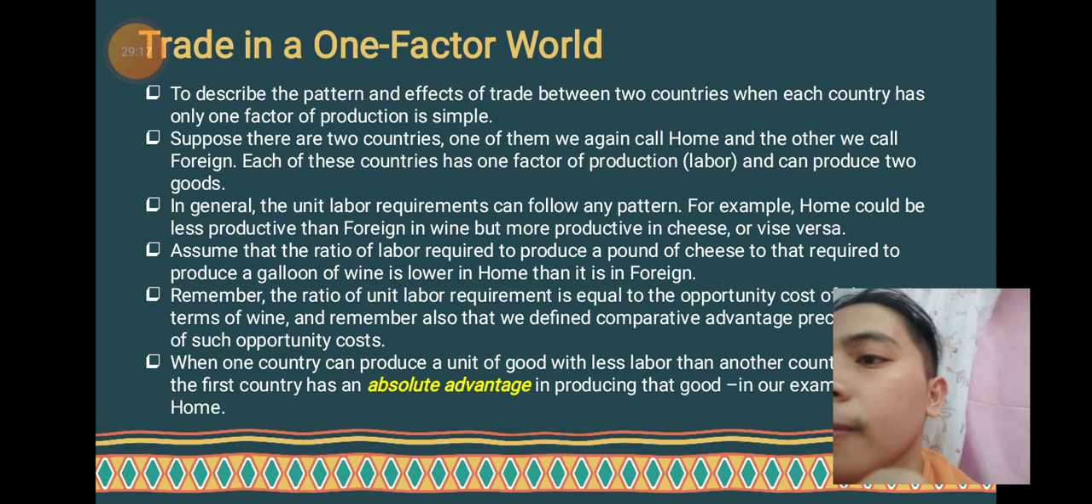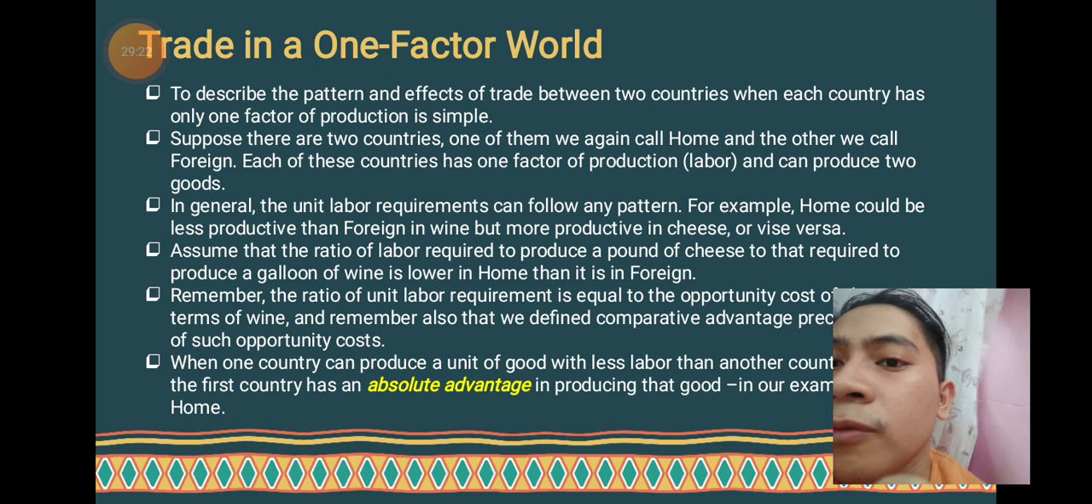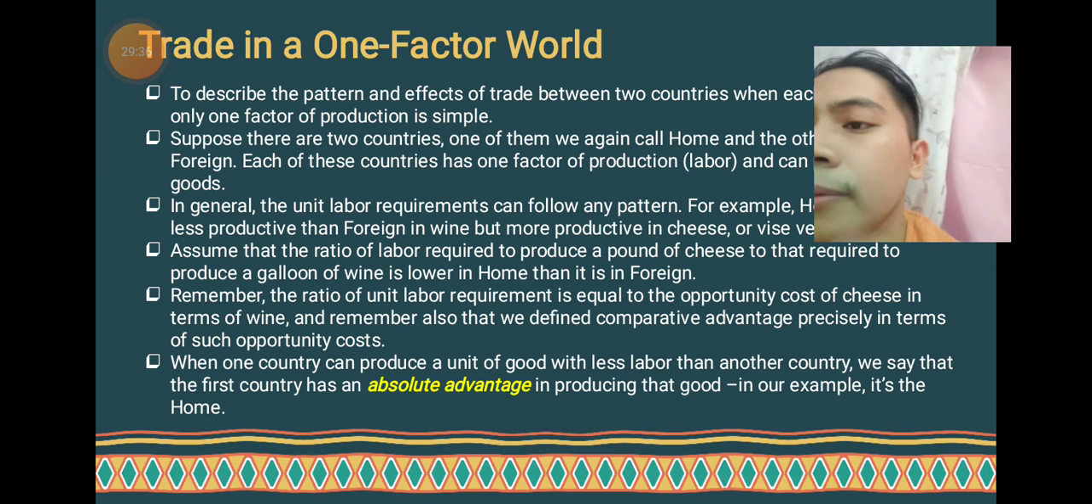Assume that the ratio of labor required to produce a pound of cheese to that required to produce a gallon of wine is lower in home than it is in foreign. Remember, the ratio of unit labor requirements is equal to the opportunity cost of cheese in terms of wine. Now remember also that we define comparative advantages precisely in terms of opportunity cost.